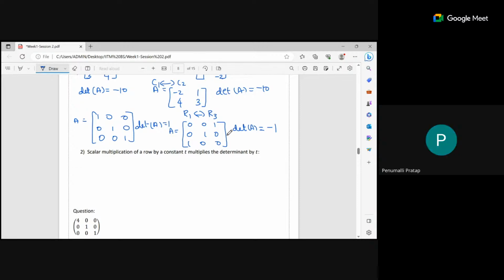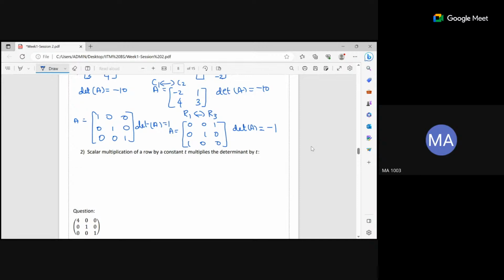Ma'am, for this we cannot multiply the diagonal to get the determinant of this matrix? No, this is not a diagonal matrix. Usually this one is the diagonal, which is called the principal diagonal.